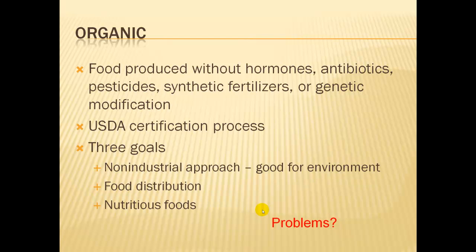So what is organic? Organic is food produced without hormones, antibiotics, pesticides, synthetic fertilizers, or genetic modification. In order to become organic, you have to be USDA certified. This can be a very arduous process, and there are many growers, especially your smaller local growers, who just don't have time to engage in this. And so what they'll often do is just self-label their food sustainably produced.